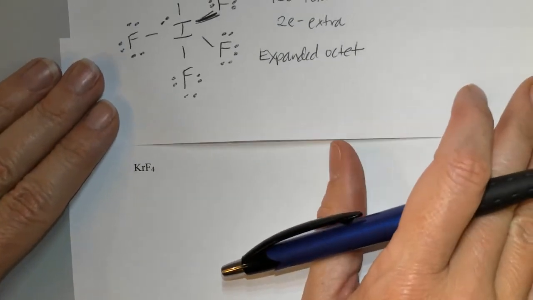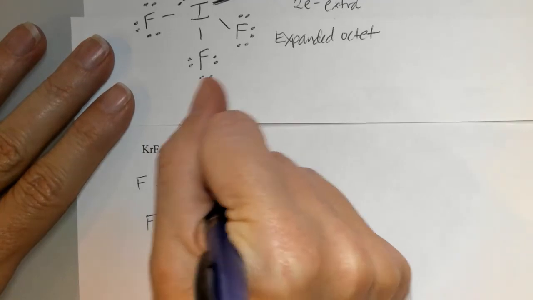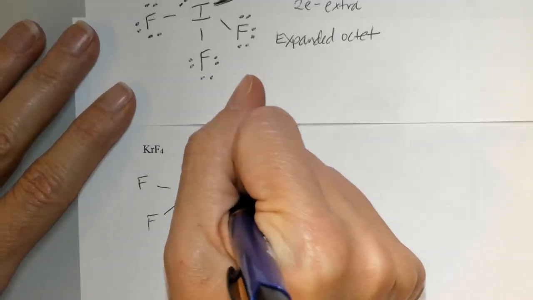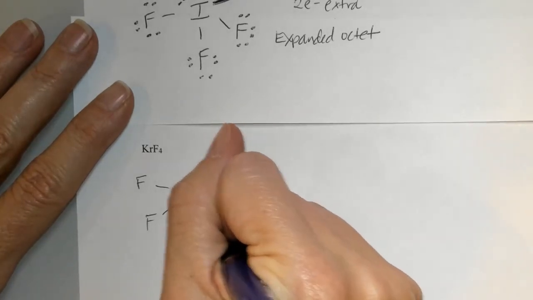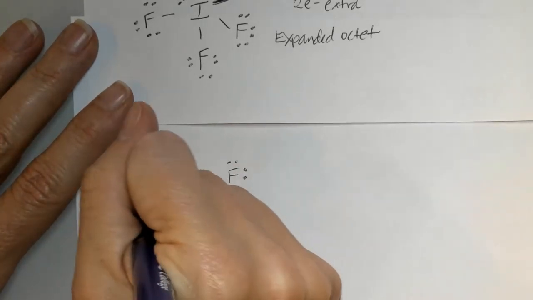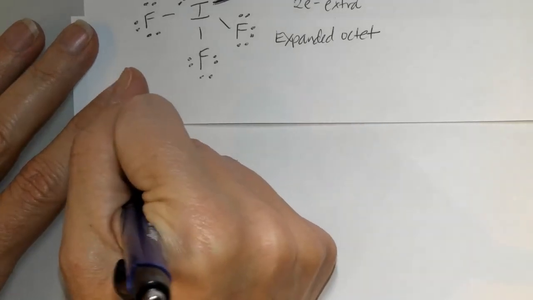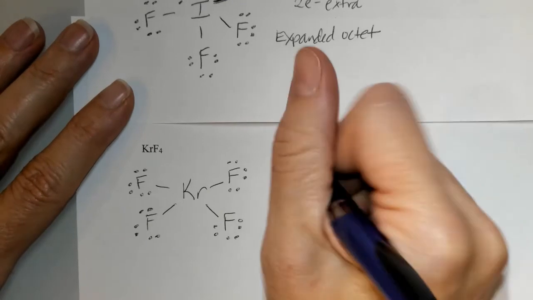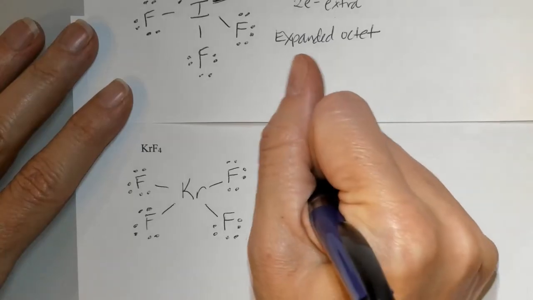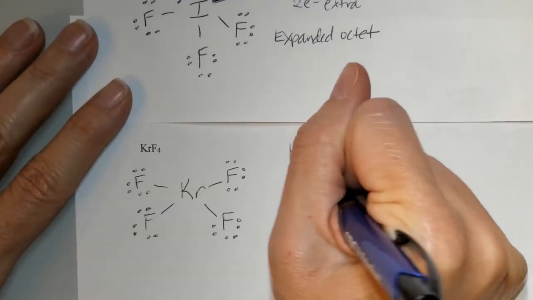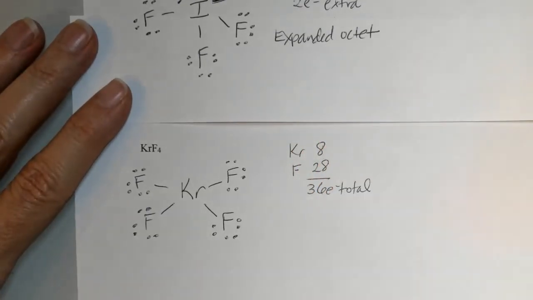All right, so the next one is krypton tetrafluoride. Krypton in the center, fluorine. All right, and then I'm going to complete the octet for the fluorines. And then we're going to count our electrons to make sure we have all of them in the compound, in the structure. So krypton, again, a noble gas, comes in with 8. Each of the fluorines brings in 7. 7 times 4 is 28. So I've got 36 total electrons to work with.